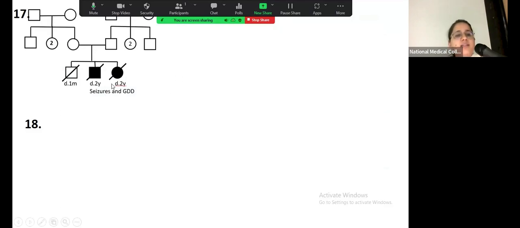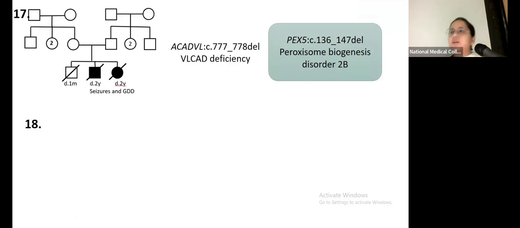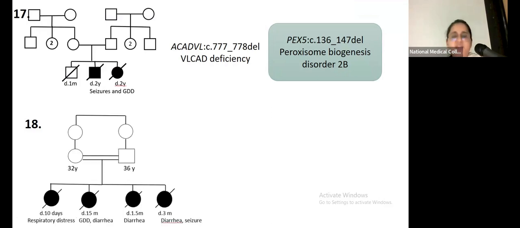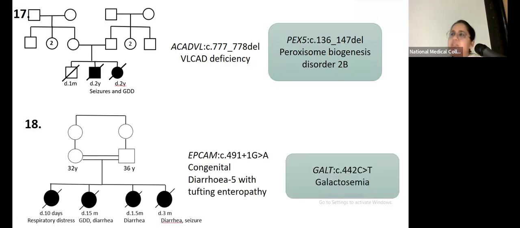Then we had 2 more cases. We had death due to seizures and GDD, and a variant causative of the disease was found in the parents. On reanalysis, we found another variant which could also explain this particular clinical manifestation. Not only this, in another case, there were 4 deaths due to respiratory distress, GDD, and diarrhea, and a pathogenic variant was found in the EPCAM gene, which does explain this. In these 6 cases, the parents are found to be carriers of another gene, and in these 2 cases, the proband does have some matching features.